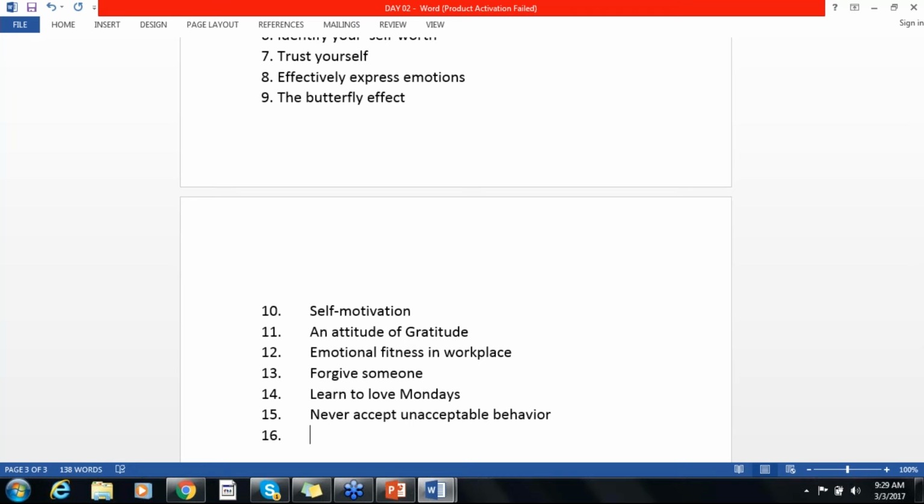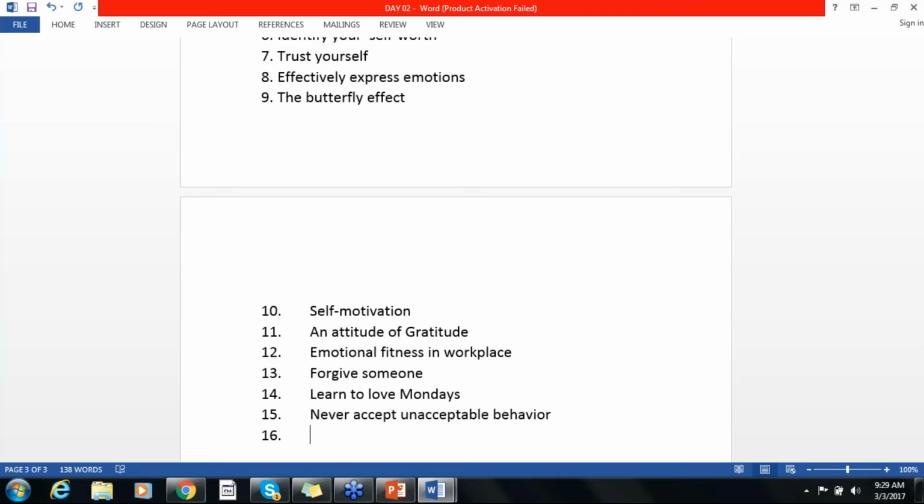Let them know that possibly you're not the one who's going to take it and you're not open to this type of conversation or communication. Let them know that there is a limit to you being effective and you being a good listener. So never accept unacceptable behavior. In case they're saying something or they're doing something which you feel is incorrect, just let them know frankly.